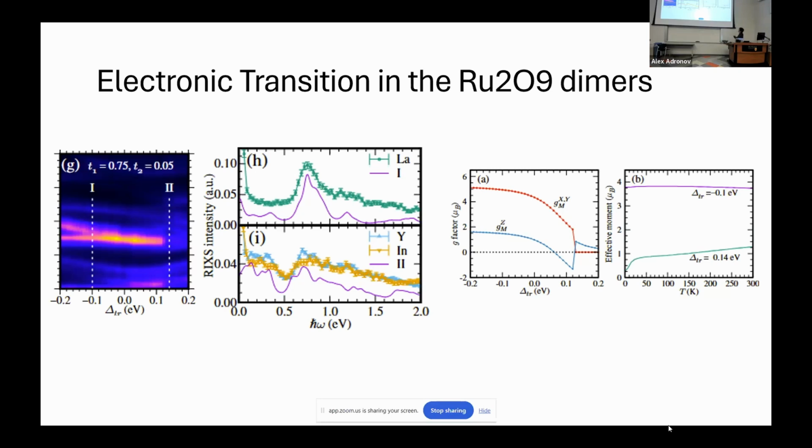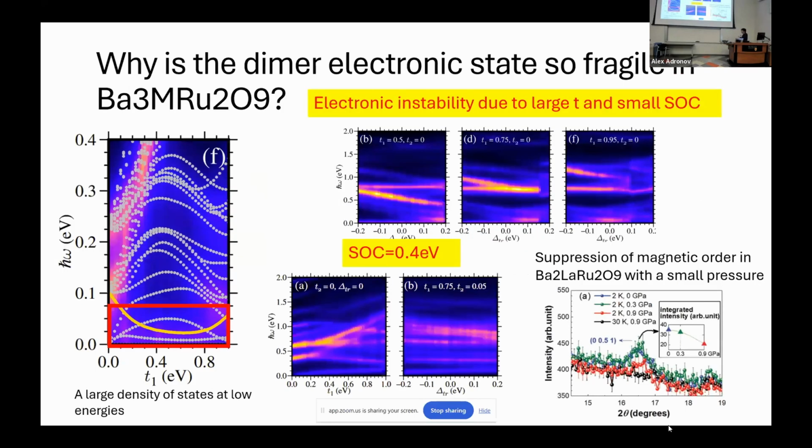How do we explain the magnetism in this dimer system, and what's the relevance of T? And we believe that the change in the lanthanum and yttrium is because of trigonal distortion. But really the fundamental question is, why can such a small bond length change drive such a change? This change happens because the excited state starts to cross the ground state and you have a transition. So why is this dimer electronic state so fragile? So for that, we basically plotted it.